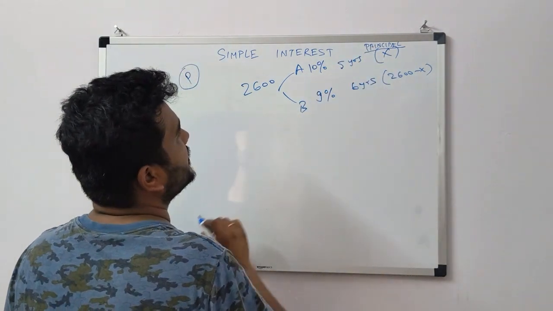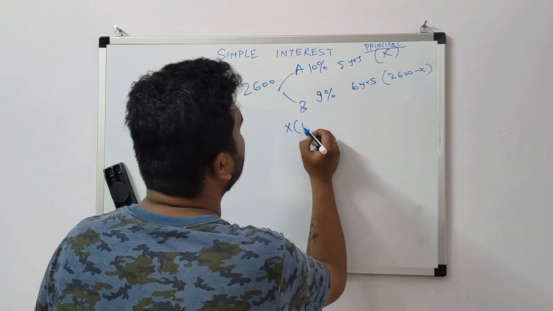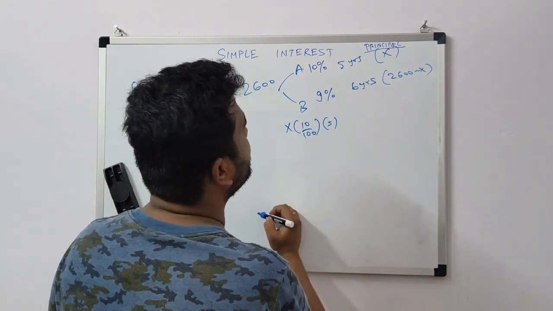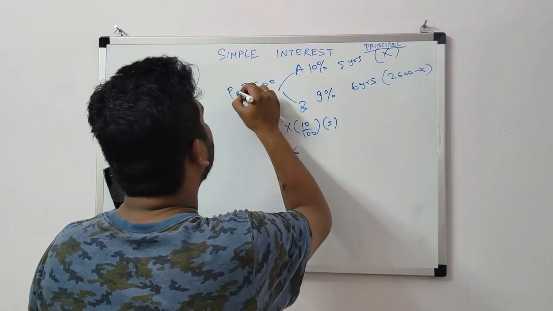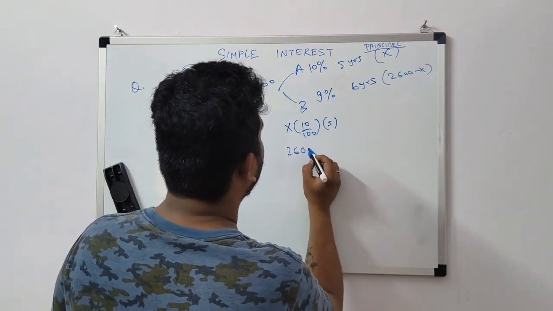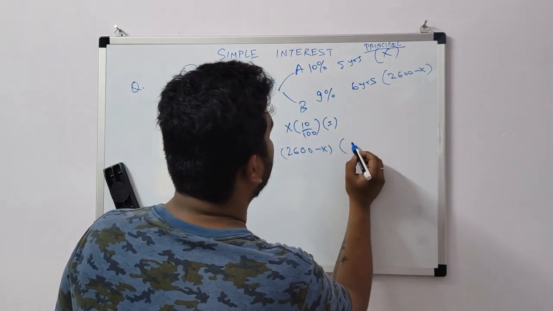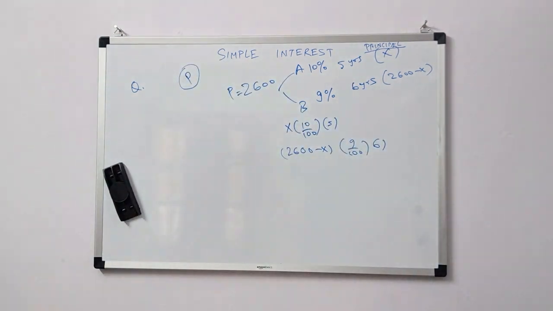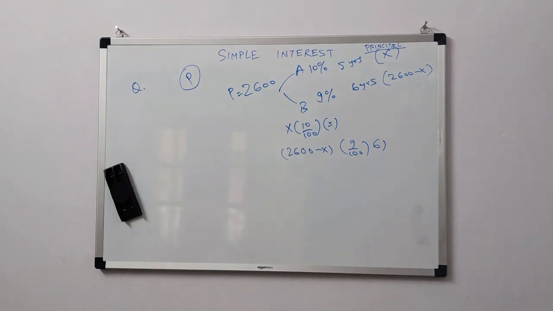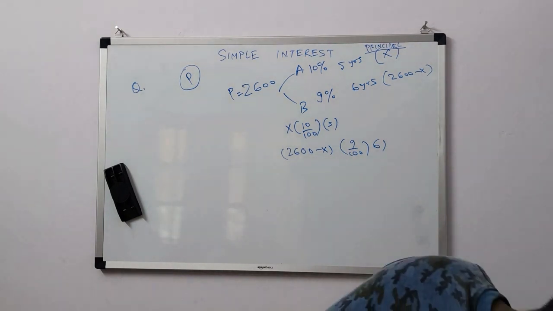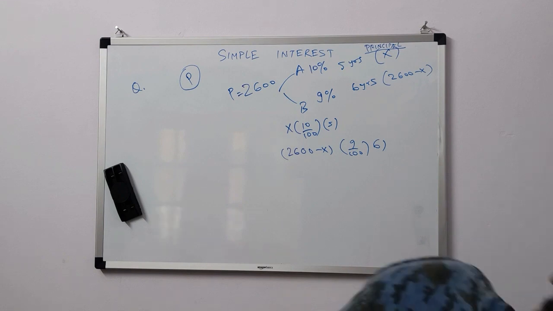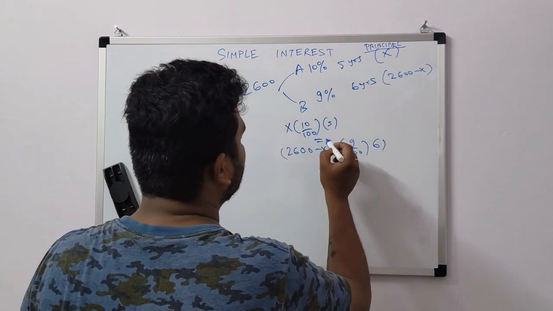This is not interest. So let's put the formula x into 10 upon 100 into 5. This is the interest earned on this. This is also principal, okay? Don't make mistakes. 2600 minus x into 9 by 100 into 6. What is this? This is total interest. A sum of 2600 is lent out in two parts. Okay, the interests are equal. So these two are equal.